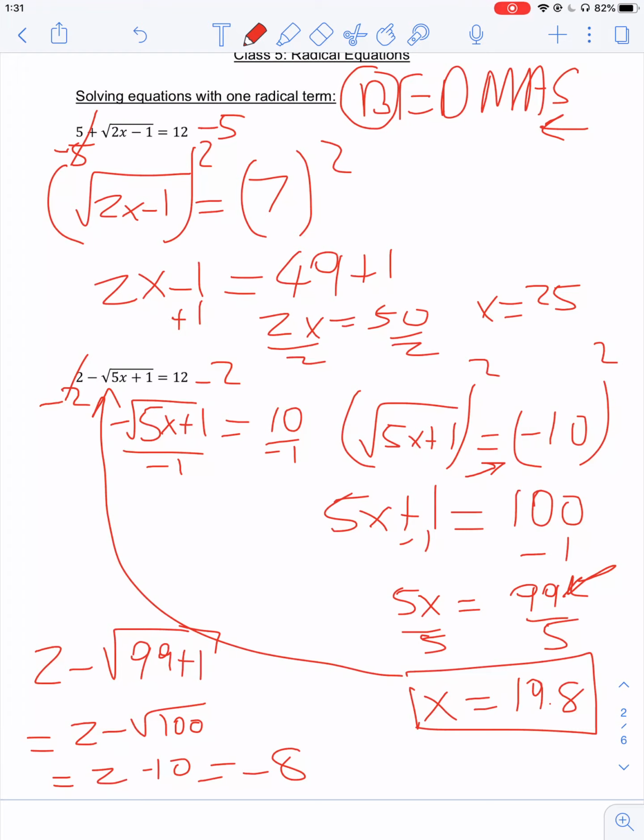Now, if you find a solution, it's fine, but always make sure to check your answer, which is something that I should have done over here. So this one should work. Okay, so let's see. 25 times 2 is 50. 50 minus 1 is 49. Square root of 49 is 7. And 7 plus 5 does give me 12. Okay, so this one will work.